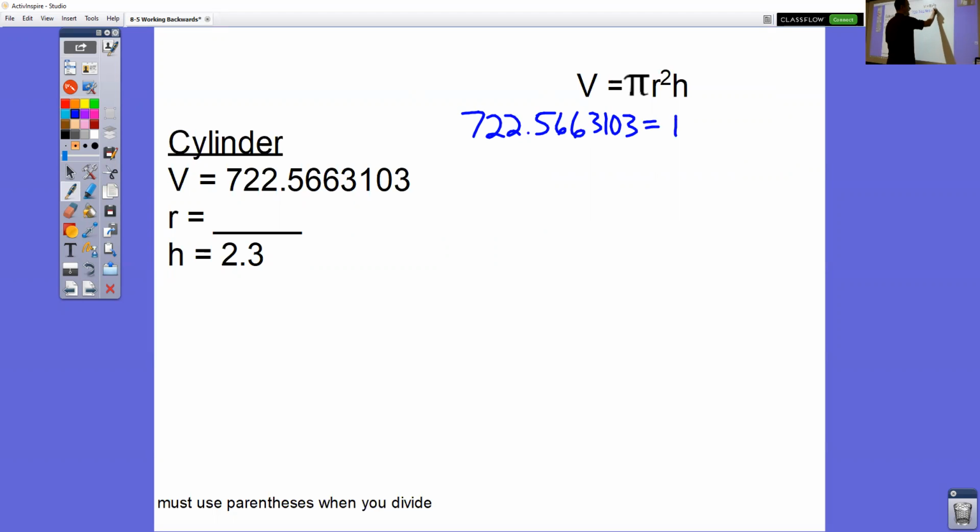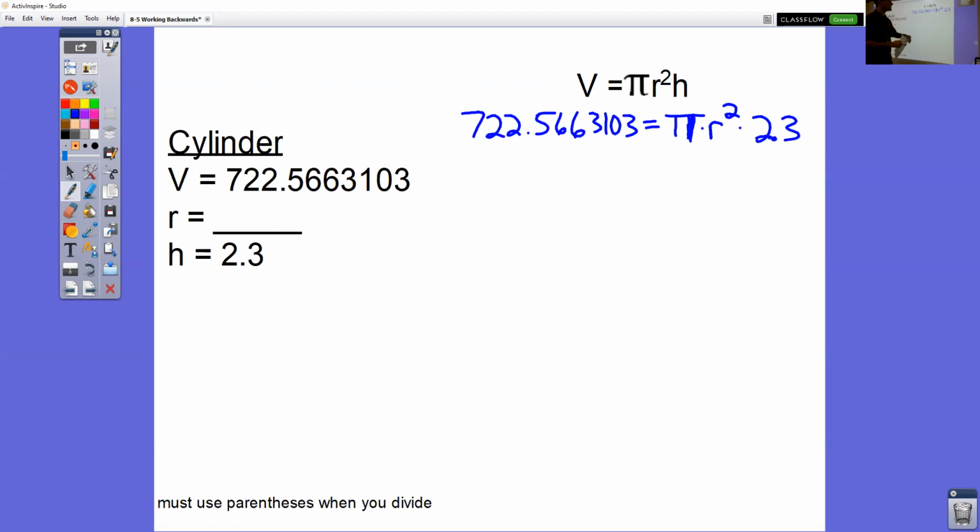Pi stays pi. That doesn't change. We already know that pi is in that formula. Do we know what r is? No, we don't. So that r is just going to stay r squared. Do we know the height? Yes, we do. Right? So we know that the height is 2.3. So I'm going to sub that 2.3 into the formula. Now, this is what we have.